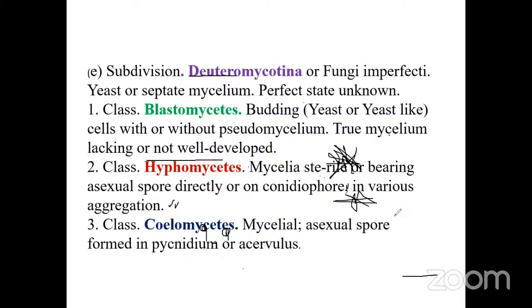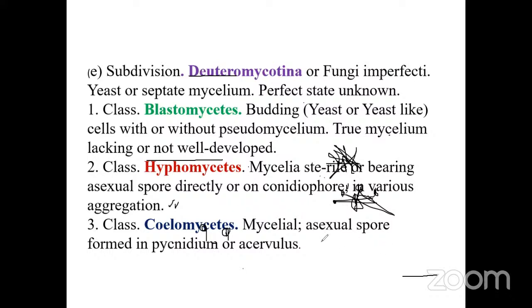The vegetative thallus mycelium has asexual spores, either conidia, aplanospores or sporangiospores, like that. If the asexual spores are present on the mycelium, that type of fungi are Hyphomycetes.